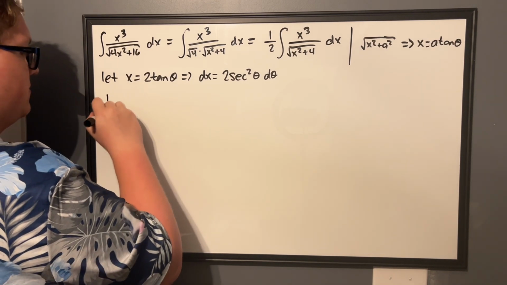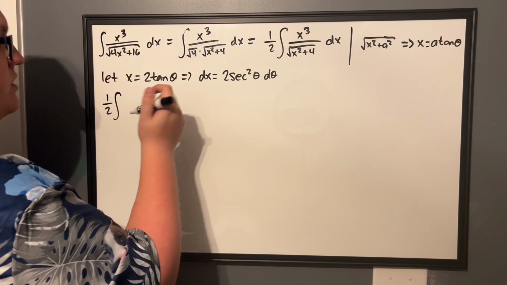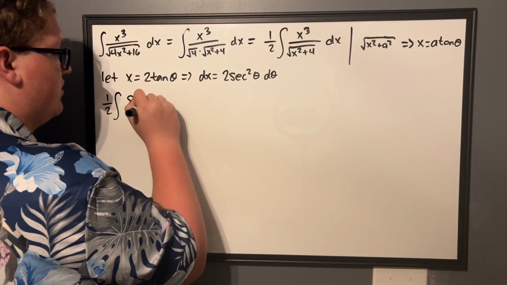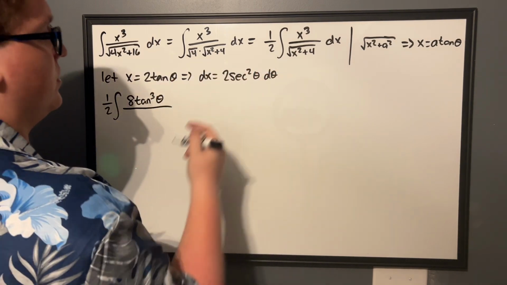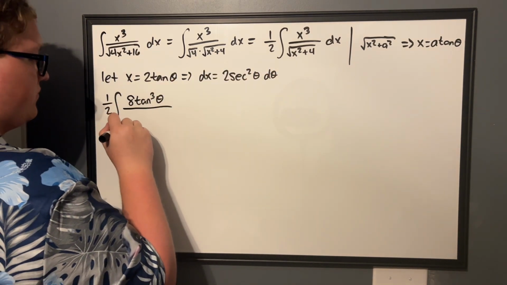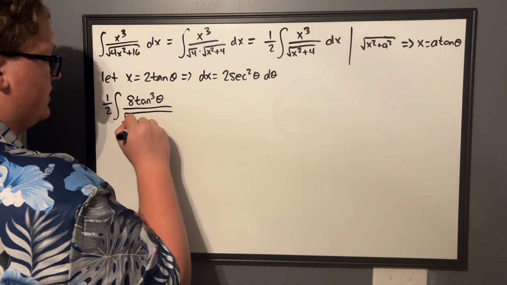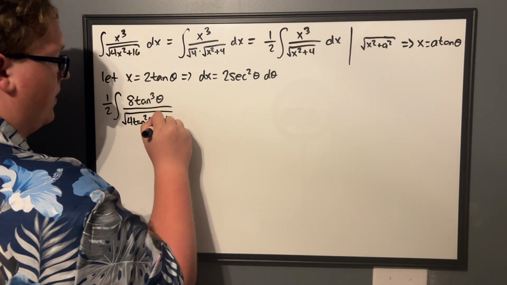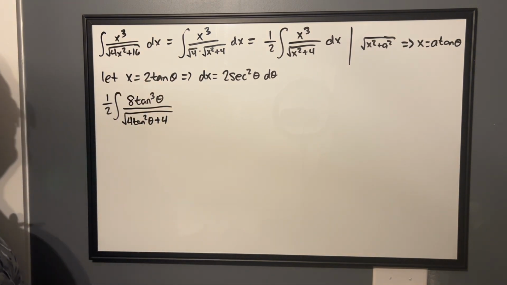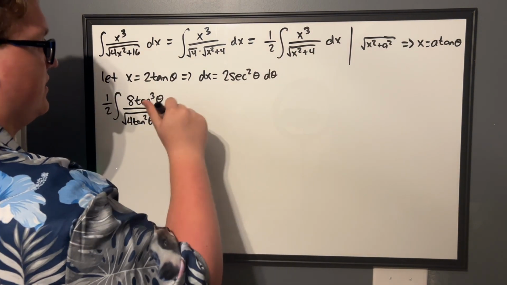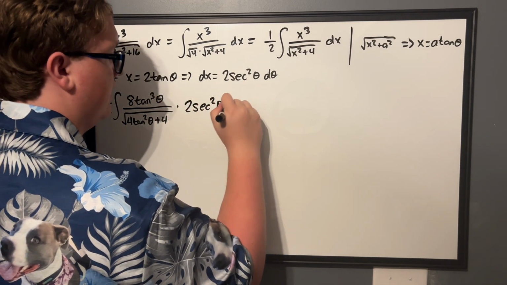Now everything is going to be in terms of theta. So we have 1/2 times the integral. Well, x cubed is going to be 2 tangent theta cubed, which is going to be 8 tangent cubed theta, over, we have the square root of x squared plus 4. Well, that's going to be the square root of 4 tangent squared theta plus 4. And we're getting this just from squaring x, right? And that's going to be 4 tangent squared theta. And then don't forget that dx is now changed into 2 secant squared theta, so times 2 secant squared theta d theta.